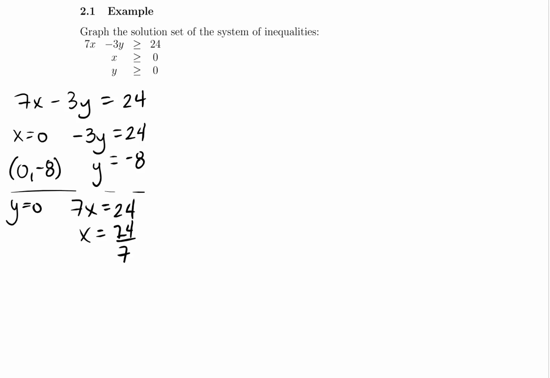24 does not divide evenly by 7, but it's going to be a little bit bigger than 3, but smaller than 4, because 7 times 4 would be 28, and 7 times 3 would be 21. So this is going to be slightly bigger than 3. And then the remaining two equations are going to be either a vertical or a horizontal line, so we don't need to find x and y intercepts.